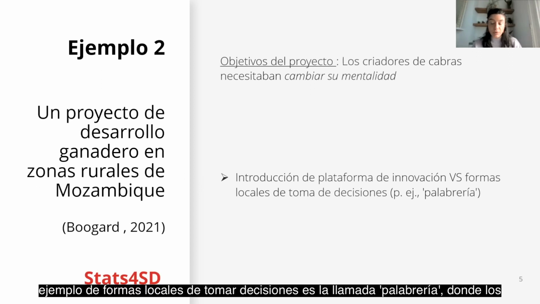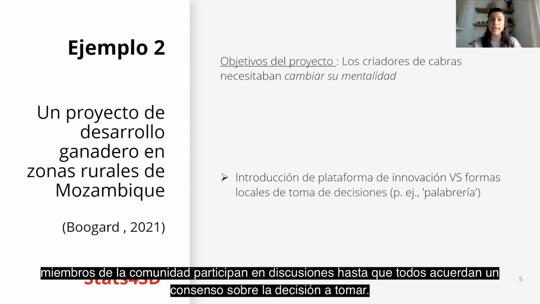One example of local ways of taking decisions is the one called palaver, where community members engage in discussions until they all agree a consensus on the decision to be taken.